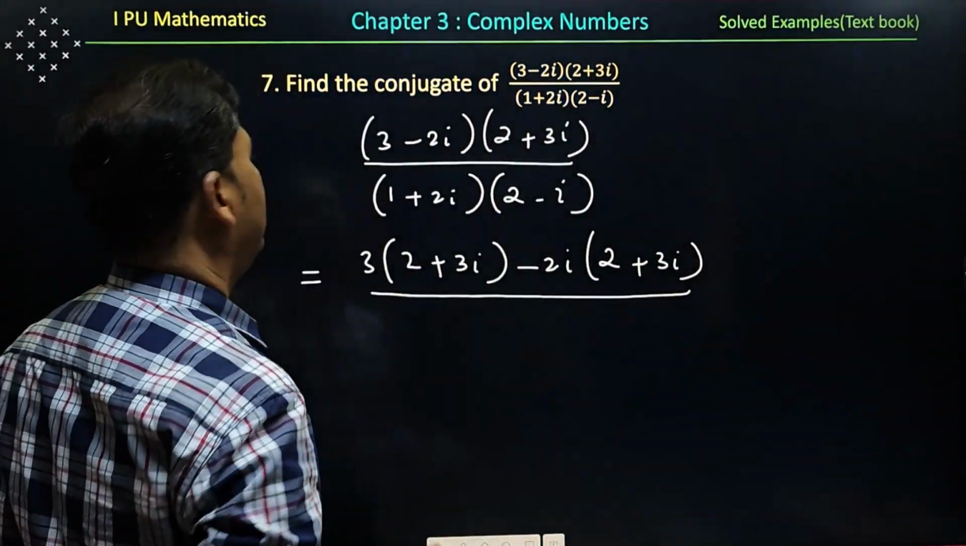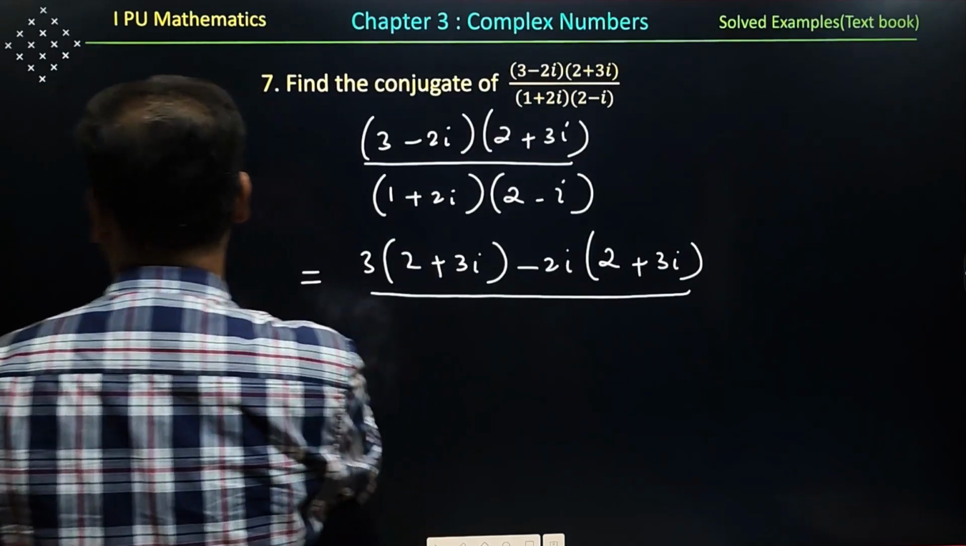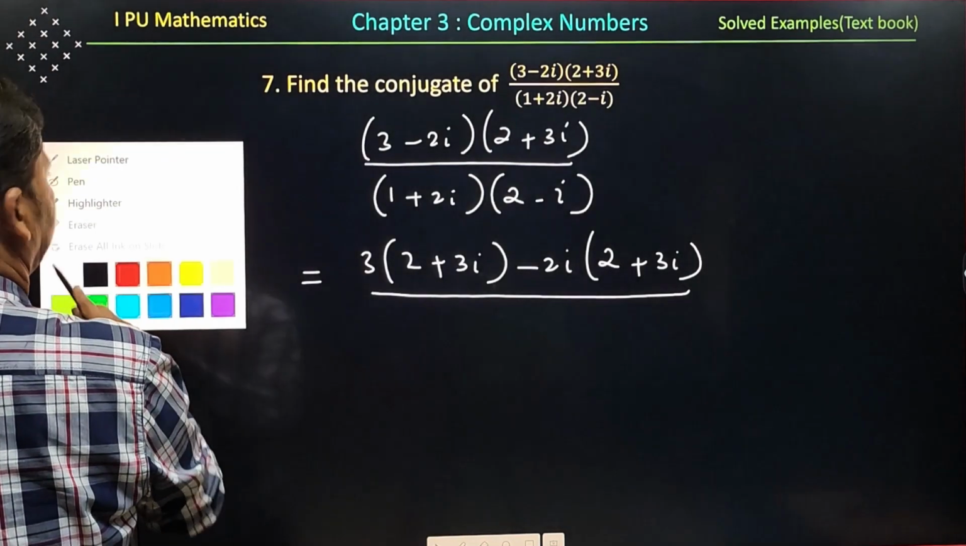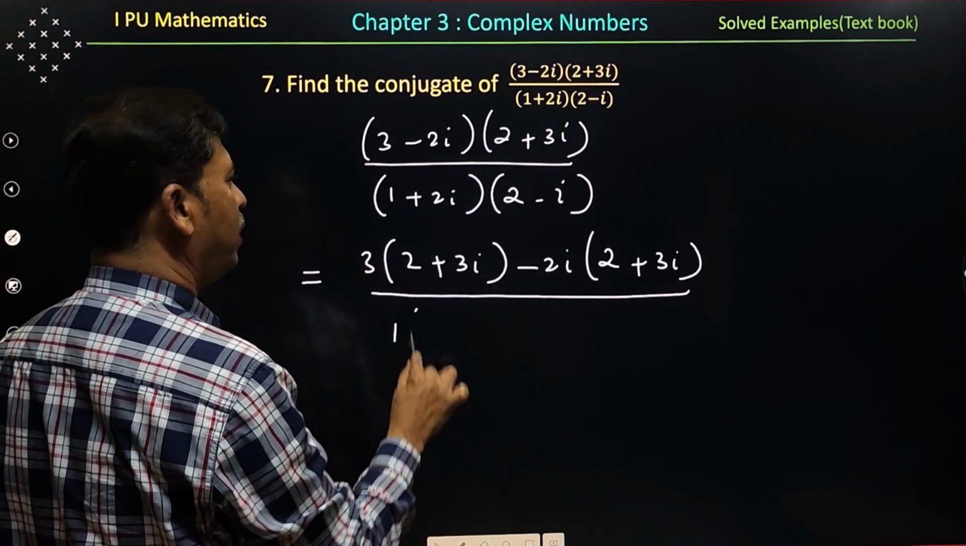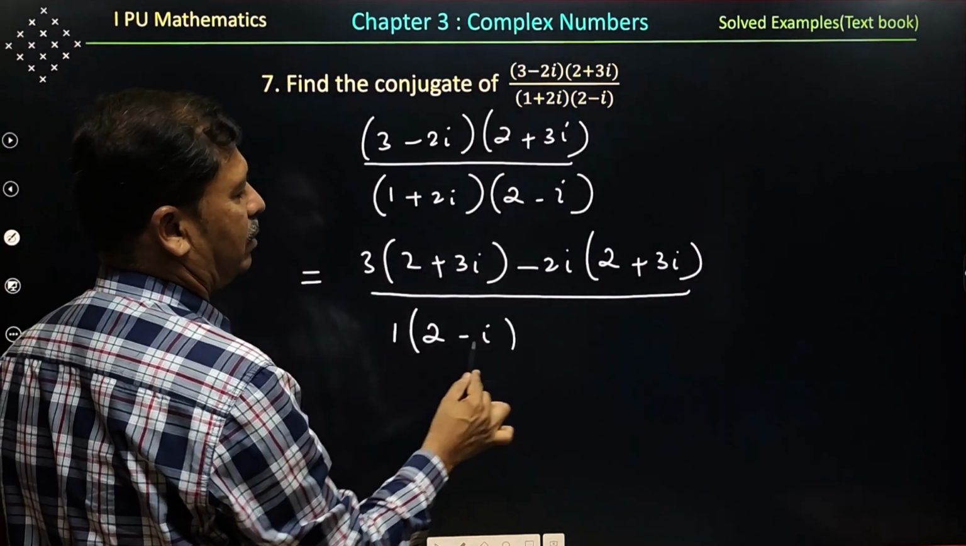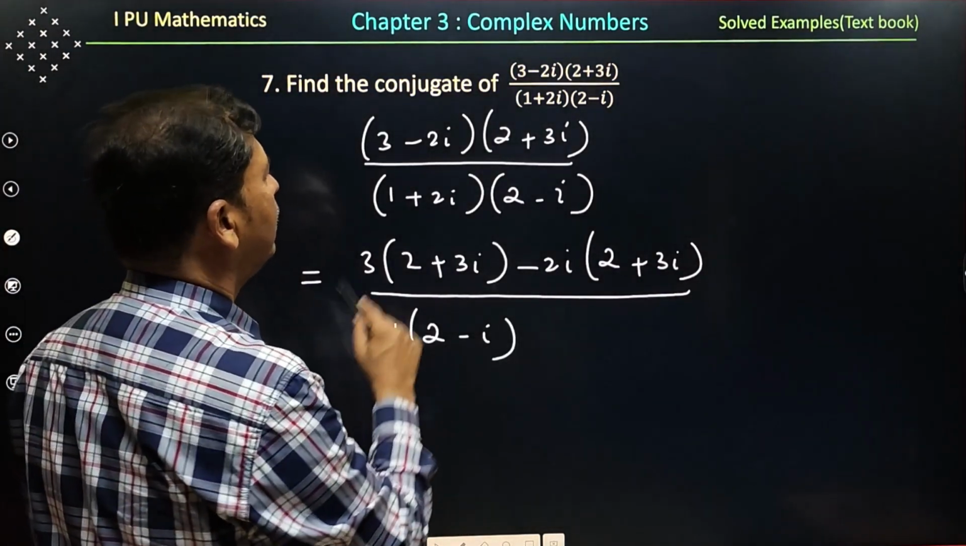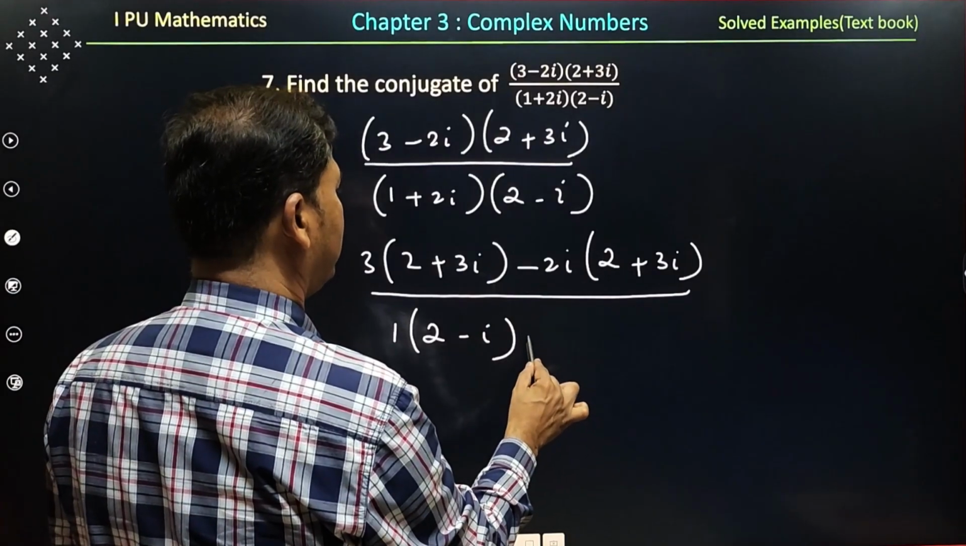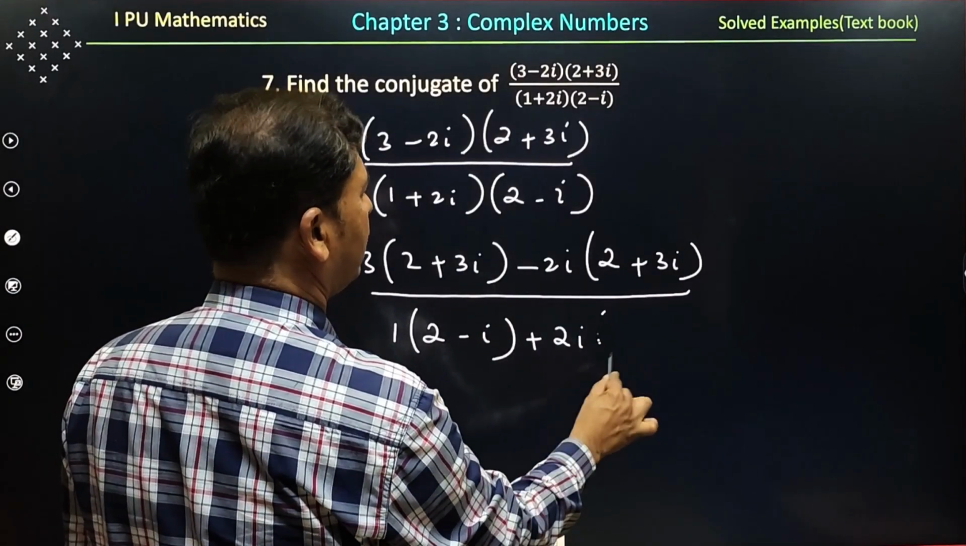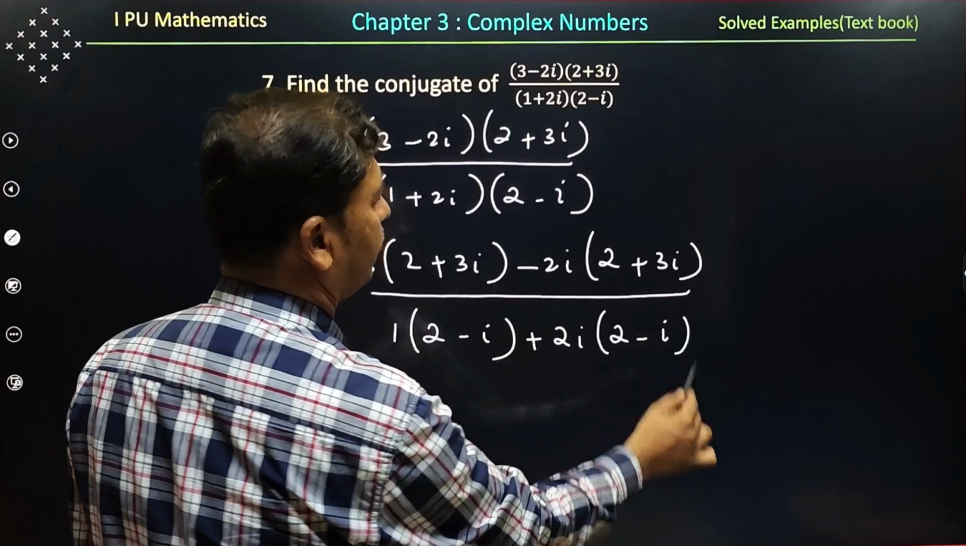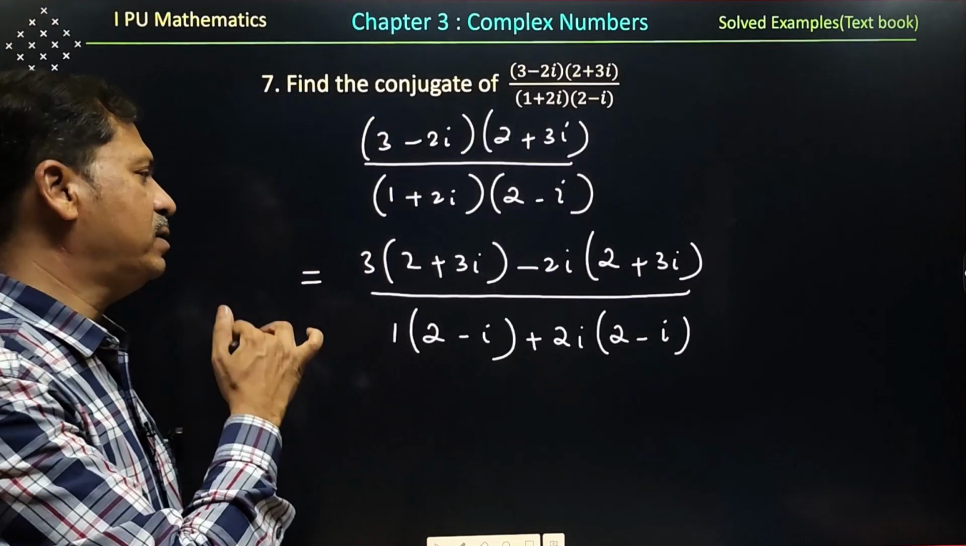Okay, 1 into bracket 2 minus i. This is 1 into bracket 2 minus i. Next, 2i into bracket, plus 2i into bracket 2 minus i.